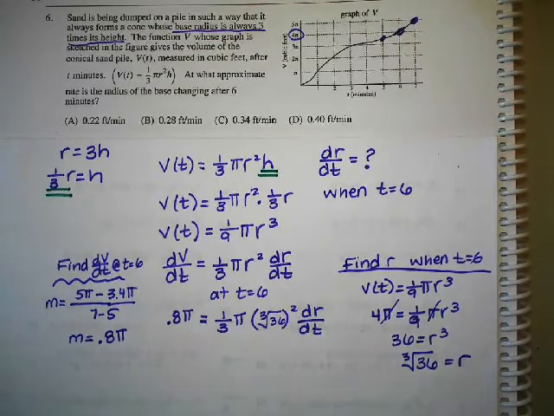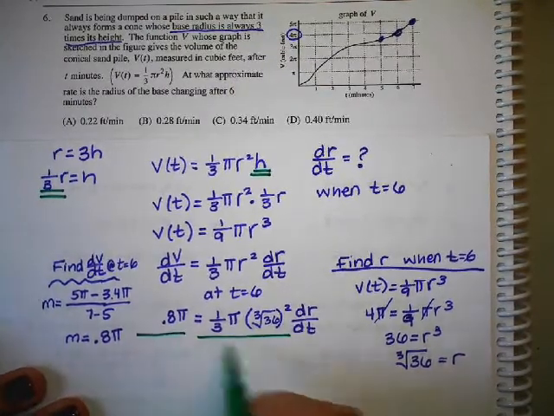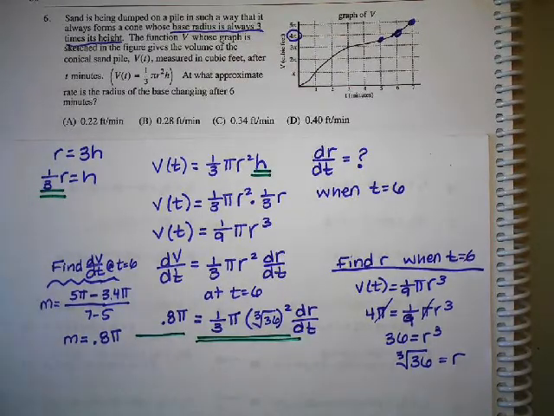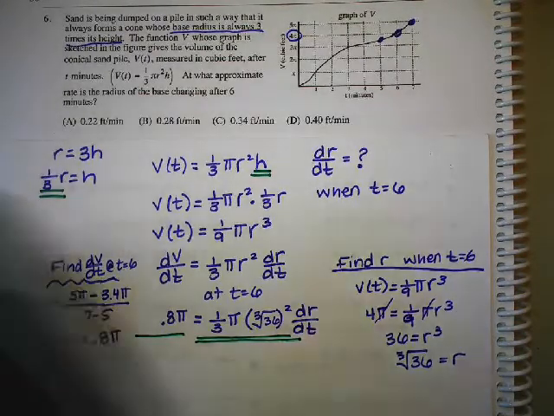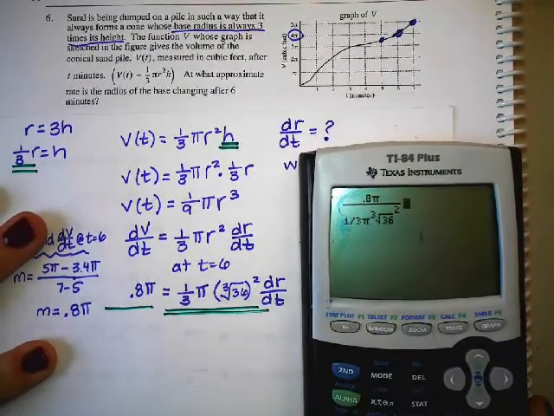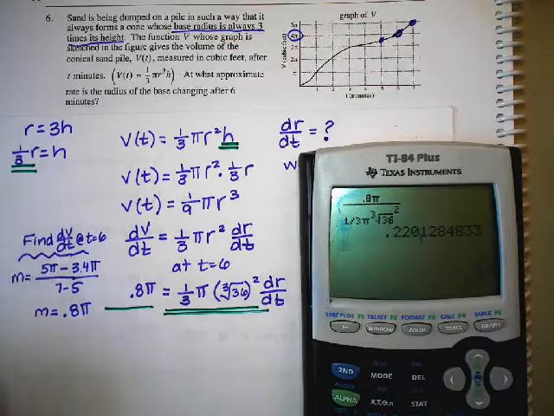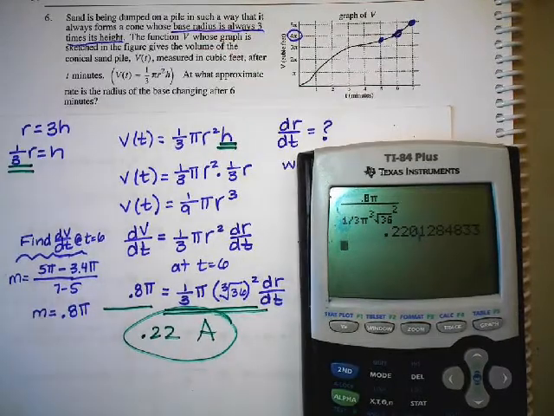At this point, I'm going to turn to my calculator to help me with the rest. I'm going to divide both sides by this 1/3 pi cube root of 36. Let me show you what I've got in my calculator here. Okay, in my calculator, I have 0.8 pi divided by 1/3 pi cube root of 36 squared, and I get 0.22. So 0.22, giving me the answer of A. That was the tough one.